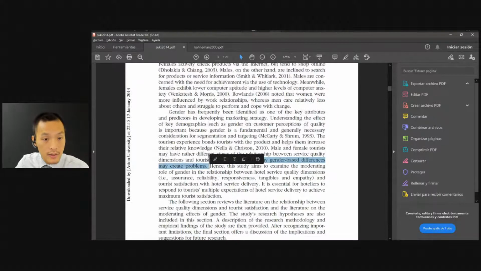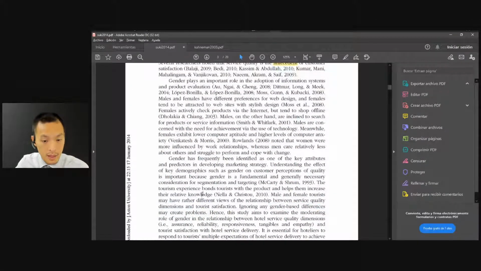All right. Notice the difference between the second and the third paragraph. The second paragraph said a lot of things about the differences between males and females, but not in the hotel industry. Right? So the first one is website. The second one is technology. And then the third one is workplace relationship.